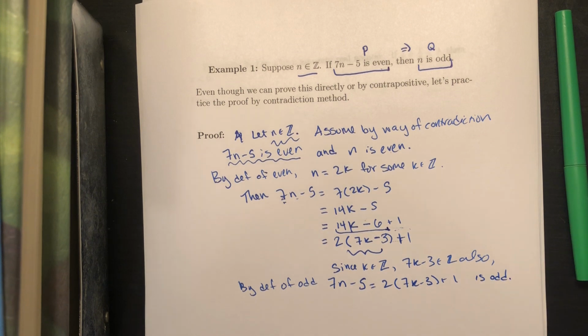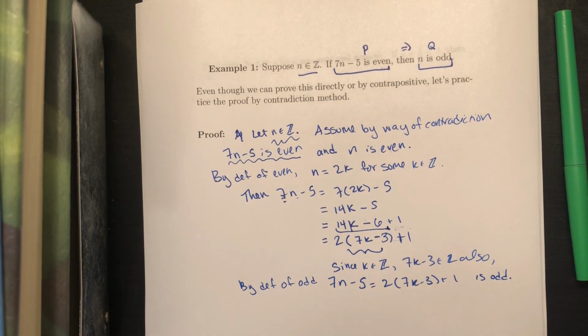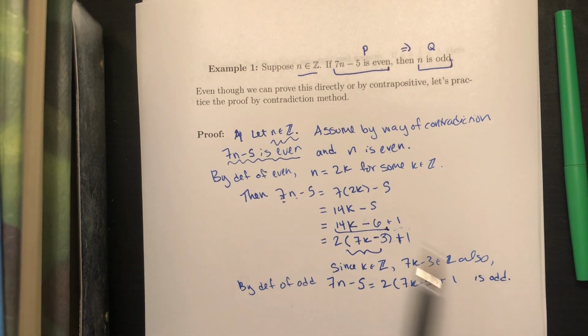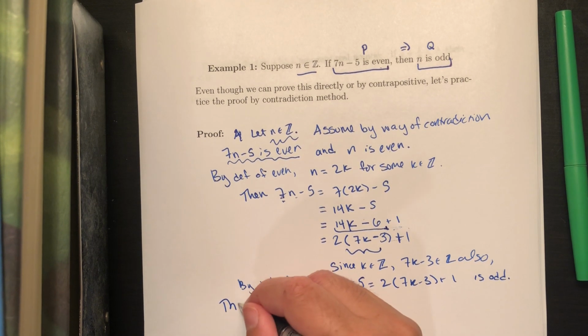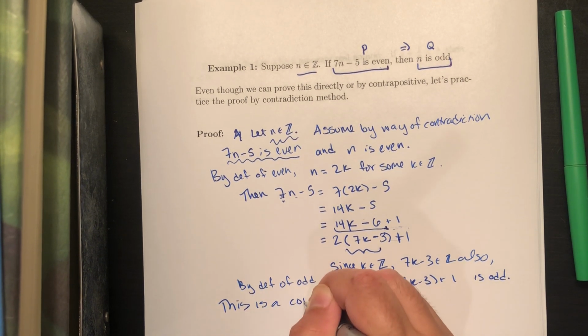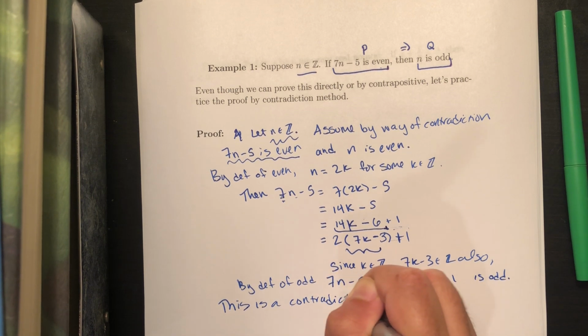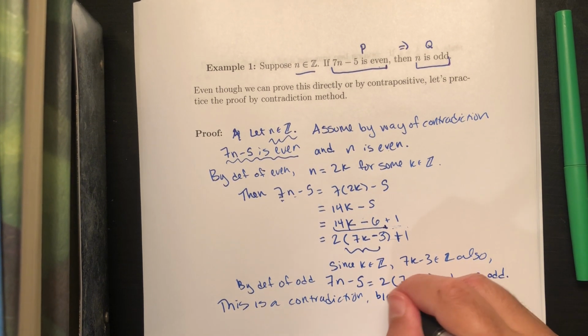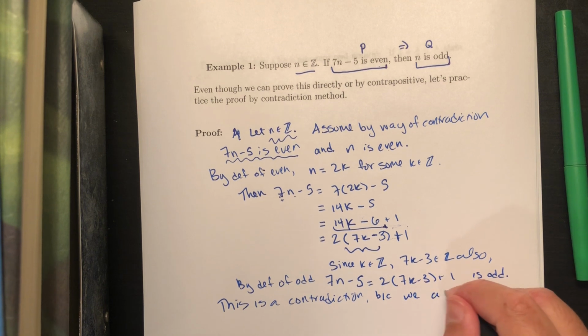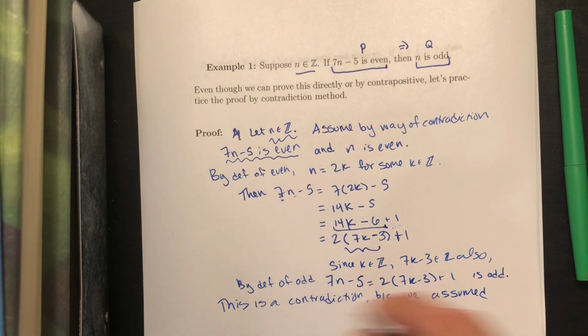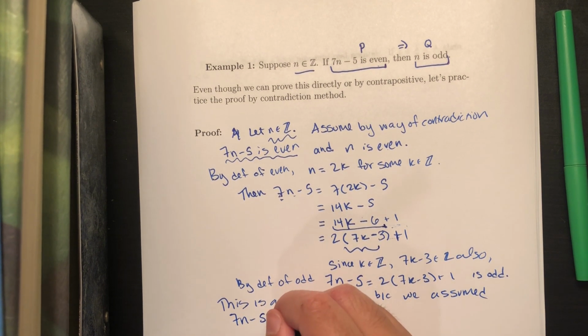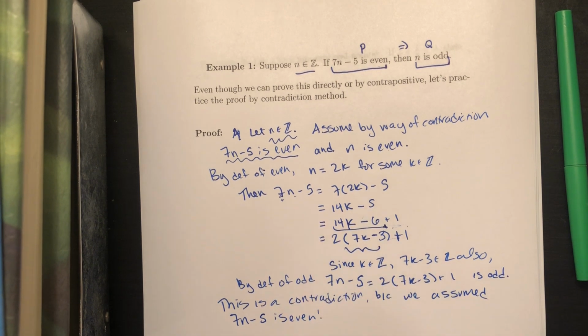Why is that a problem? Because at the beginning we assumed it was even. A number can't be even and odd. Why? Well, maybe we'll prove that in the future. But a number can't be even and odd. I think we can agree to that for now. So this is a contradiction because we assumed 7n minus 5 is even. Once you reach that contradiction, this proof is over.